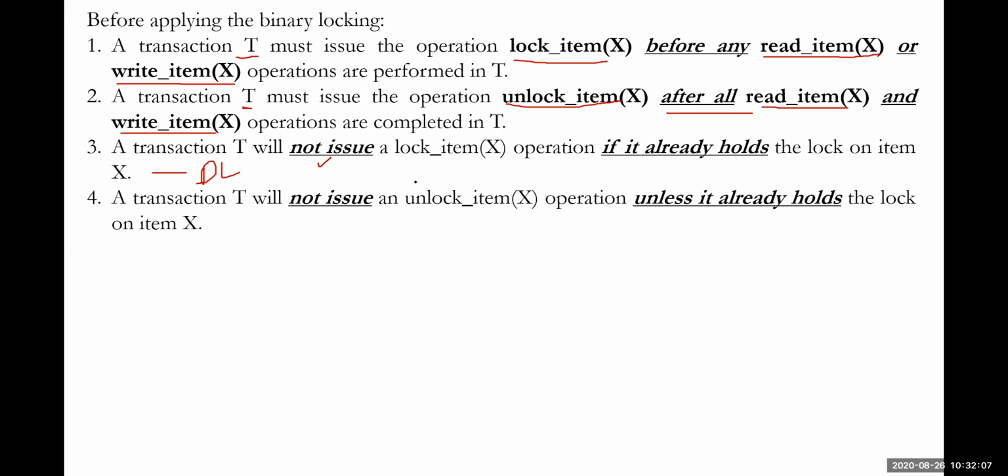And then the fourth one is that transaction T will not issue unlock item unless it already holds that particular lock. If it is not held by you, you are not supposed to give unlock item, because the lock manager will be looking very carefully whether you have the lock with you or not. If you have the lock with you, yes, you will go ahead and apply this. Otherwise, you are not supposed to apply any unlock item here.